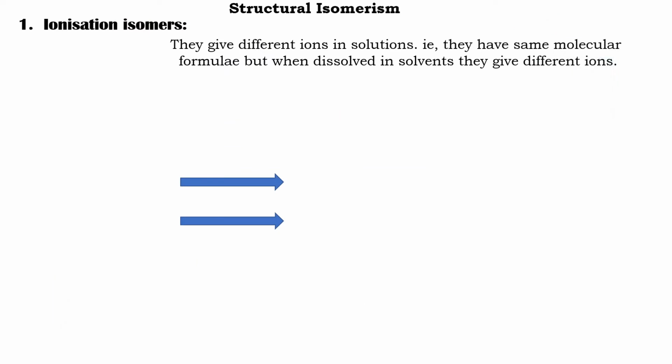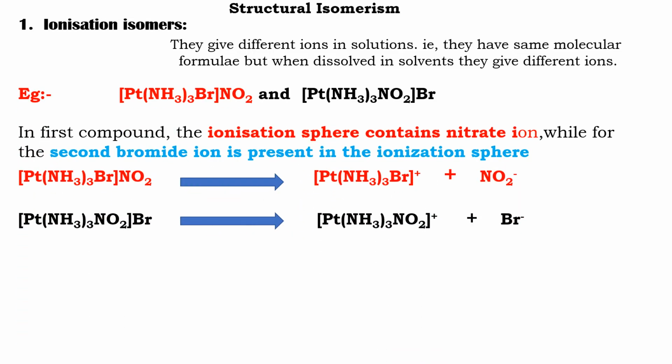Now, we discuss one by one the different structural isomerism. I told you in structural isomerism, the metal ligand bonding is different, and structural isomerism is of four types: ionization isomerism, hydrate isomerism, linkage isomerism and coordination isomerism. Now we will discuss one by one the different structural isomers. Moving to the first one, that is ionization isomerism.